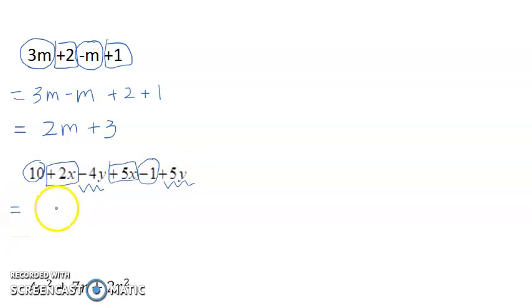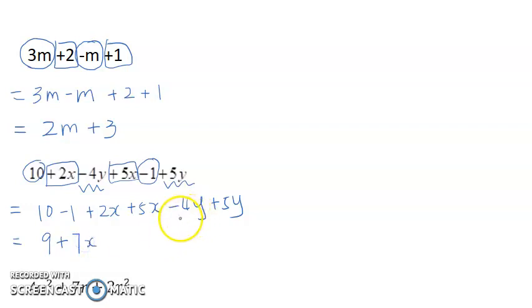Next, I'm going to put all the like terms next to each other. So I've got 10 take away 1, and I'm going to deal with the x terms, so plus 2x plus 5x, and I have negative 4y plus 5y. Now, 10 take away 1 is 9, 2x plus 5x is positive 7x, and we have negative 4y plus 5y, which is the same as 5y take away 4y, which will give us y.